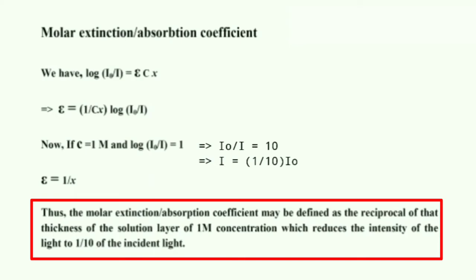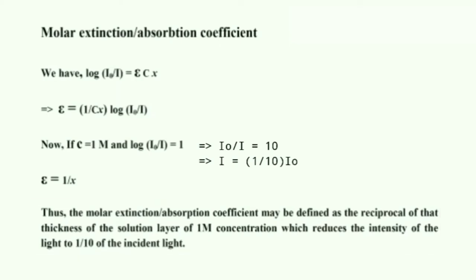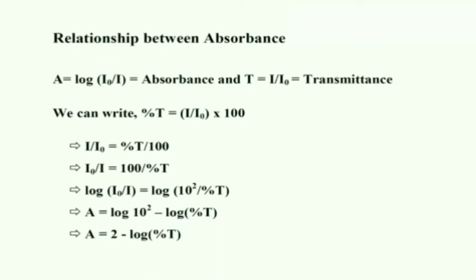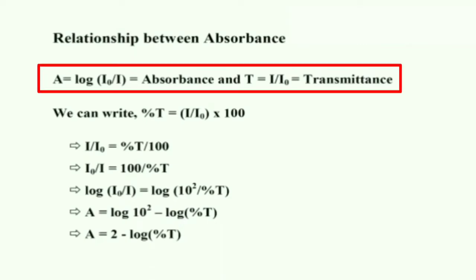Okay, and it is a very important parameter, and its value is dependent on the nature of the absorbing material and the wavelength of the light used. Now we'll see a relationship between the absorbance and transmittance. Already we have discussed that A is equal to log of I0 by I is known as absorbance. So similarly I by I0 is called the transmittance, and it is denoted by T.